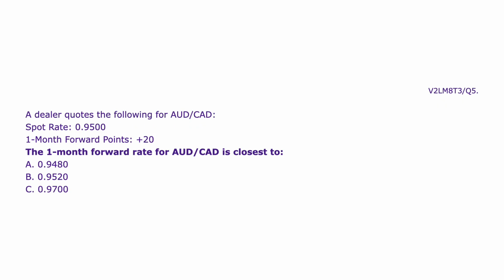A dealer quotes the following for AUD/CAD. Spot rate 0.9500. 1-month forward points, plus 20. The 1-month forward rate for AUD/CAD is closest to: A, 0.9480; B, 0.9520; C, 1.150.